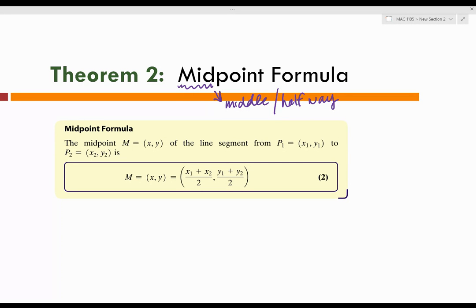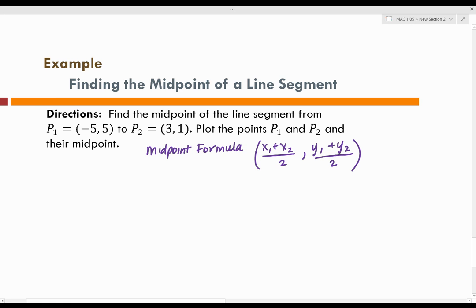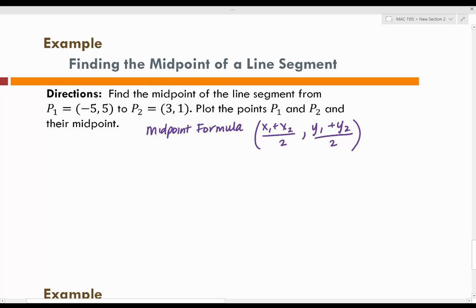So let's take a look at an example problem. This problem says find the midpoint of the line segment from P1 equals (negative 5, 5) to P2 equals (3, 1). And then they want us to plot the points P1 and P2 and their midpoint. Below you'll see that I have the midpoint formula and they've already designated which point is P1 and P2. So all we need to do is plug those values into the formula.